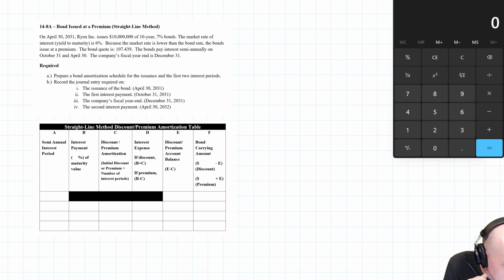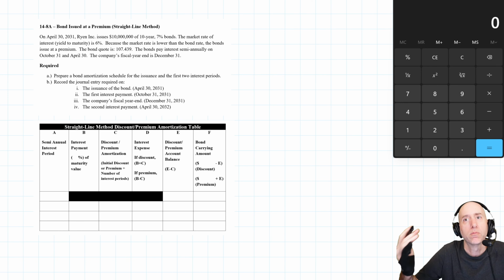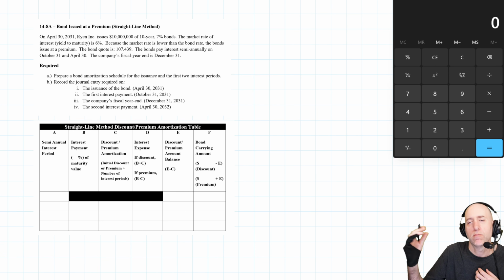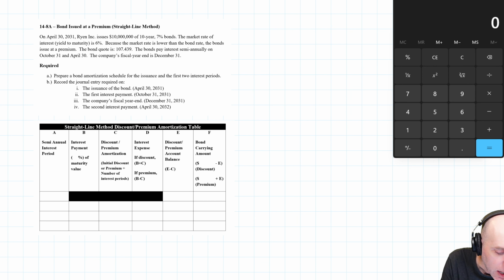Let's jump into it. This is a repeat of problem 14.4a, but that one we did effective interest. This time we're going to do the same problem, straight line. On April 30th, 2031, Ryan issues $10 million of 10-year 7% bonds. Market rate of interest is 6, so my rate is 7. Market thinks it should be 6. Therefore, this is going to issue at a premium, right? My rate's higher than the market. Because the market rate is lower than the bond rate, the bonds issue at a premium.